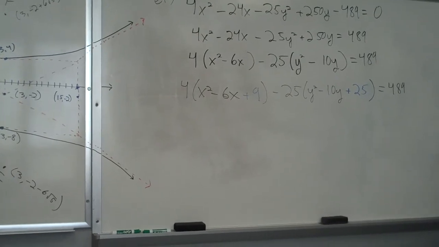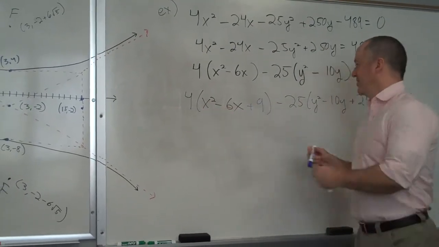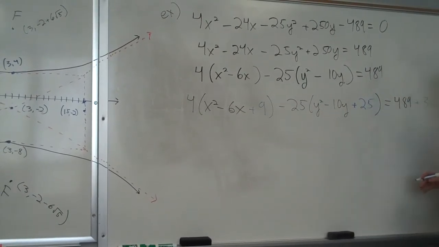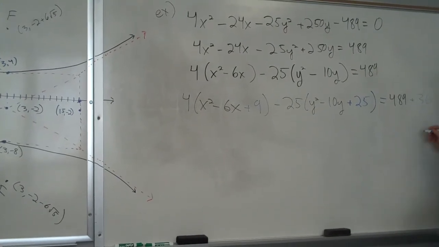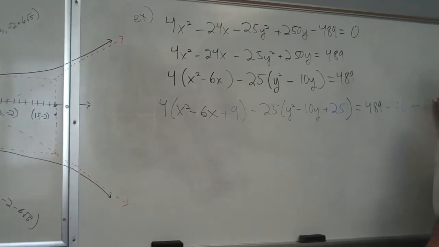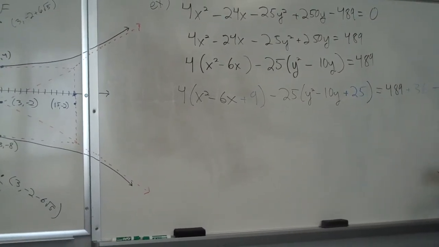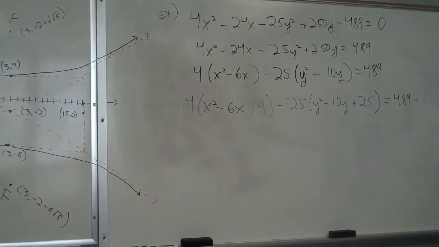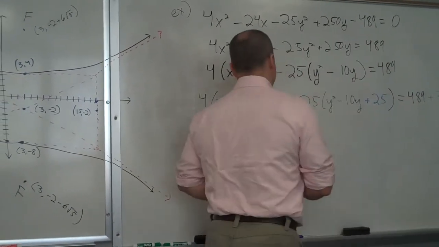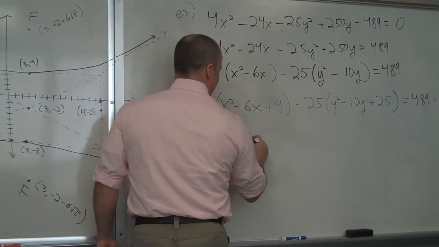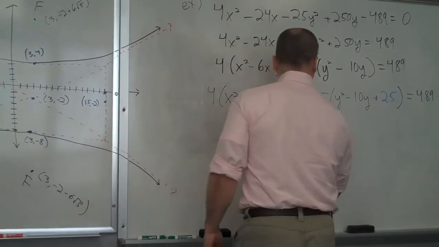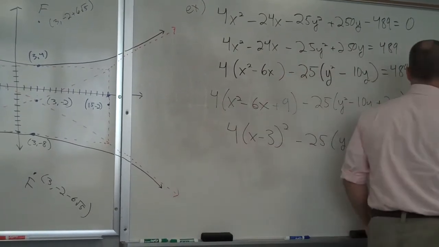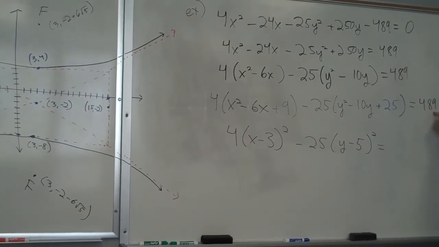No. You multiply the 9 by 4, and that equals 36. And you multiply 25 by negative 25, and you get negative 625. So we're going to wind up positive or negative over here after all? Negative. I was wrong. All right, so this is going to work out now to be 4 times x minus 3 squared minus 25 times y minus 5 squared equals 49 plus 36 negative 625, which is negative 100.